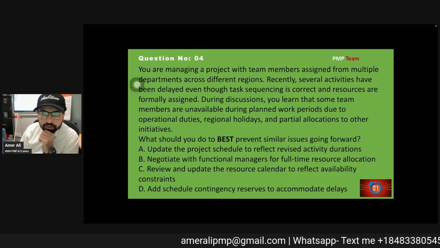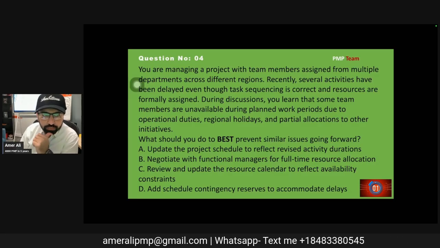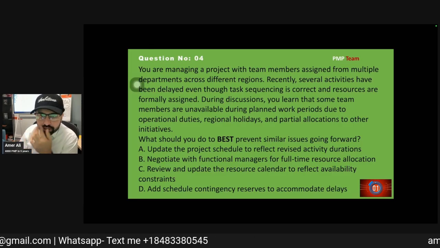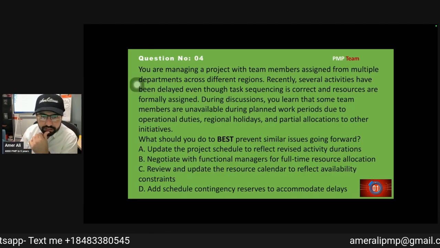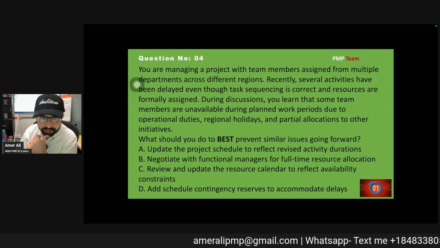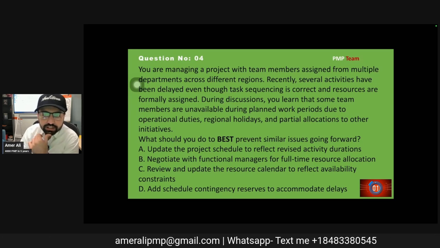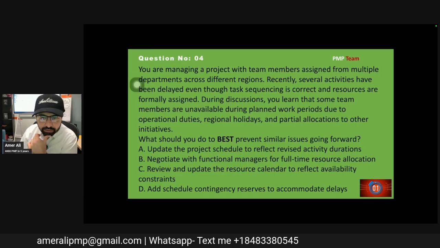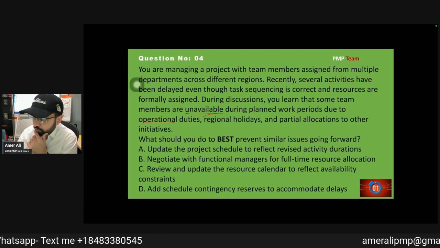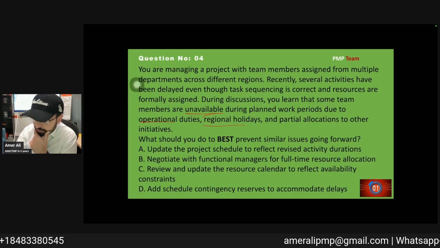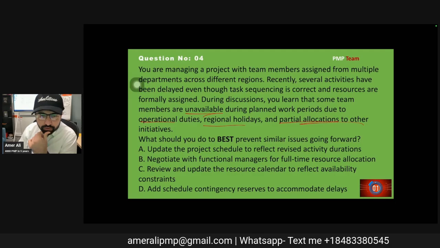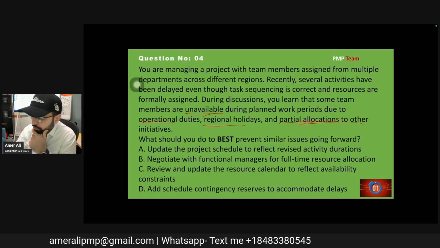You are managing a project with team members assigned from multiple departments across different regions. Recently, several activities have been delayed, even though the task sequencing is correct and resources are assigned. During discussion, you learned that some team members are unavailable during operational regional holidays, like Eid coming, and partial allocations. What should you do best to prevent similar issues going forward?